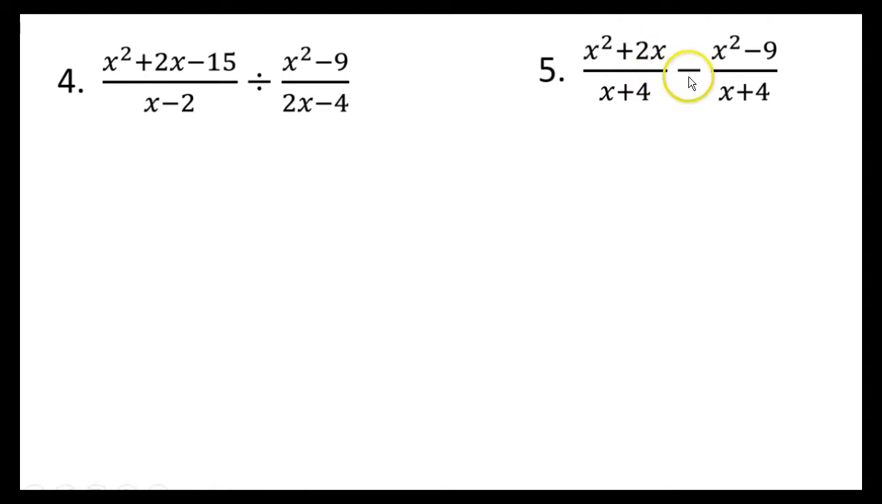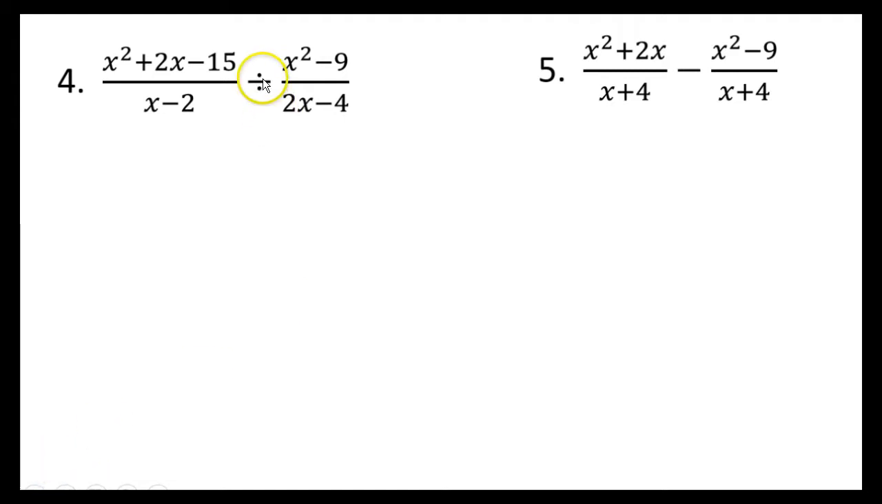In number 5, what are we doing to these two expressions? We're subtracting them. So we look and notice that we have a common denominator. So we can combine like terms in the numerator. Your last hint is to distribute this minus sign to both parts and then combine like terms, like I said. Okay, pause the video and try it on your paper. Okay, now I'm going to walk you through it quickly.